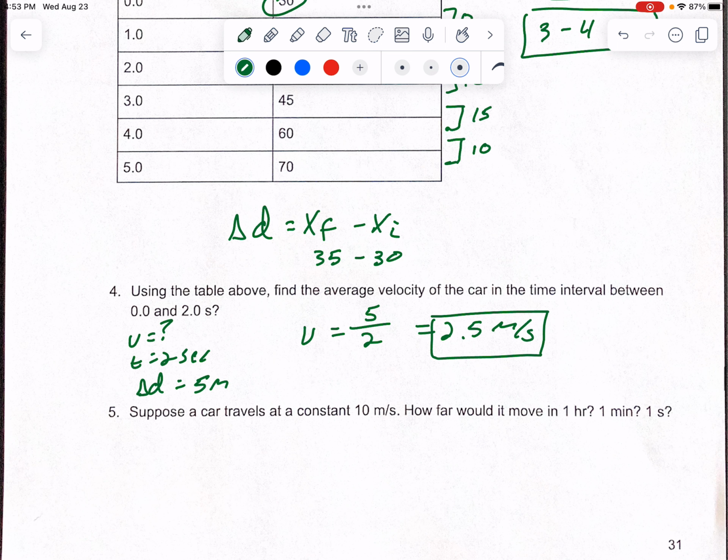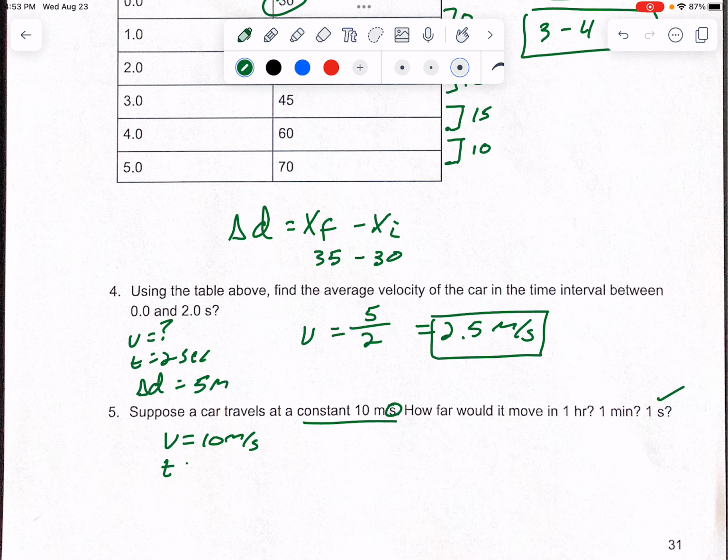Number 5, suppose a car travels at a constant 10 meters per second. So that right there gave me my velocity or speed. In this case, it really wouldn't matter. How far would it move in 1 hour? So I've got 3 different times. I've got 1 hour, 1 minute, and 1 second. Now, if my velocity is in seconds, I cannot have my time in hour and minutes. I'm good on the second part, so I can go ahead and solve that.